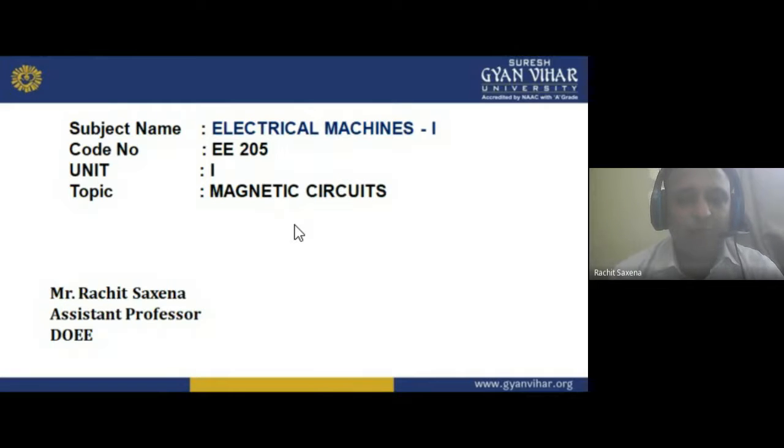But how many types of magnetic circuits do we have? Basically, we just go through the basics of magnetic circuit. In this unit, we are understanding which basics we have to know. We have to keep in our mind that magnetic circuit deals with so many things, so many basics. In this we are going to study so many basics.